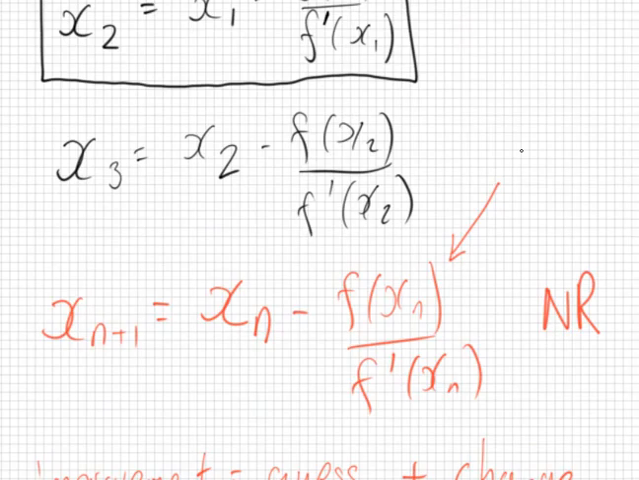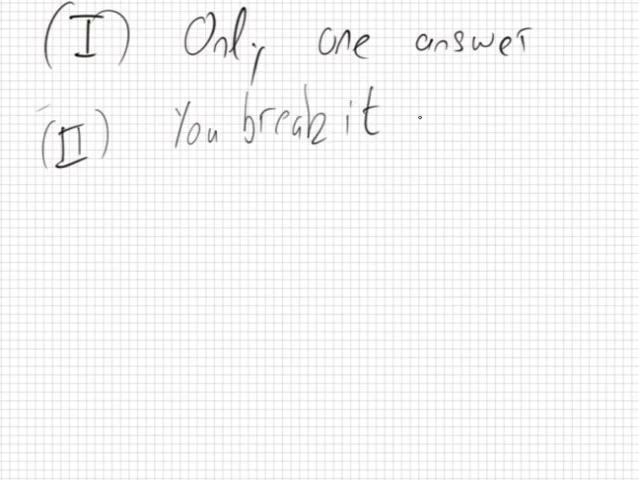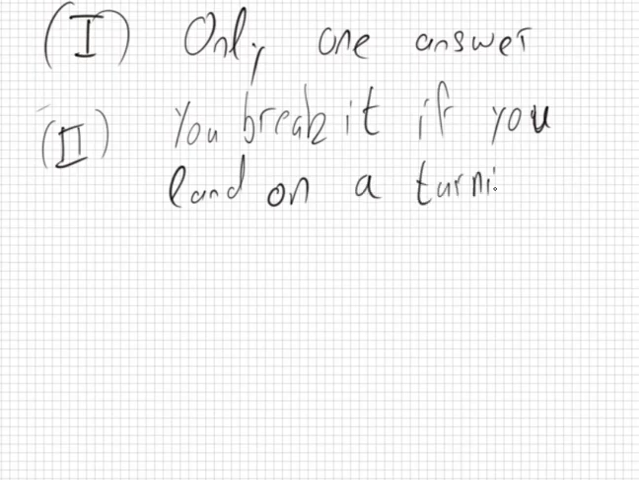Yeah, there's a problem if the derivative is 0. So if the derivative is 0, then you can't go any further because you've broken it. So if you want to put it like this, you break it if you land on a turning point. If you accidentally land on a turning point, well then it's broken, because you're dividing by 0 then. So it's a big problem.